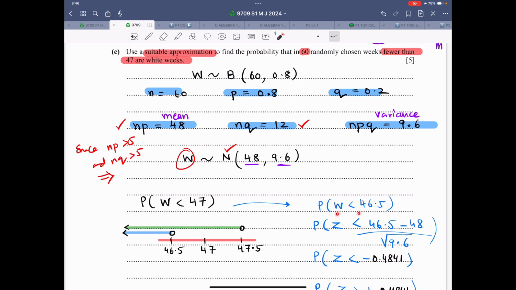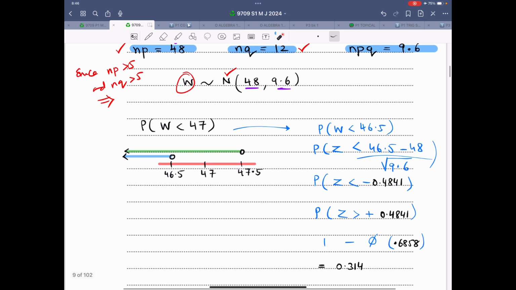So probability W is lesser than 46.5, probability Z is lesser than (46.5 minus 48) divided by the square root of 9.6. We get this Z value. Z lesser than a negative value, by symmetry, is Z greater than a positive value. There is no need of drawing a diagram. Therefore, this is like rule number 2.